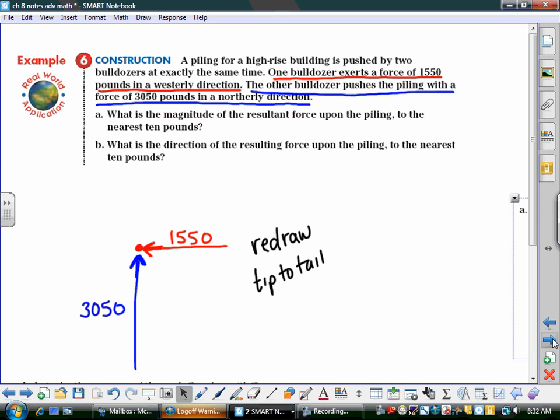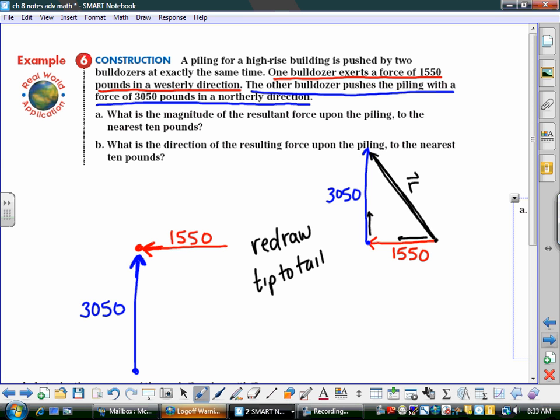So if I'm redrawing this tip to tail, I'm going to start with my 1550 force. And from where that one ends, right here, that's where I'm going to start my blue one that goes straight up. Now I can find the result. The resulting force would go from the very beginning to the very end. Put an R on it for result. And it sort of makes sense that that's the result. If you're being pushed west and north, it makes sense that your result would be northwest.